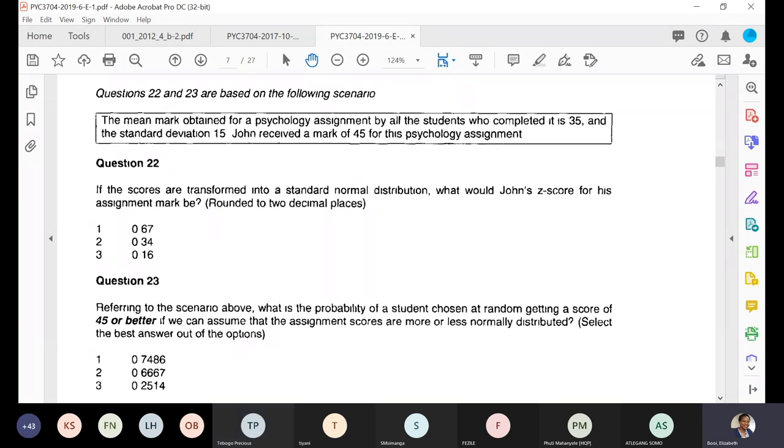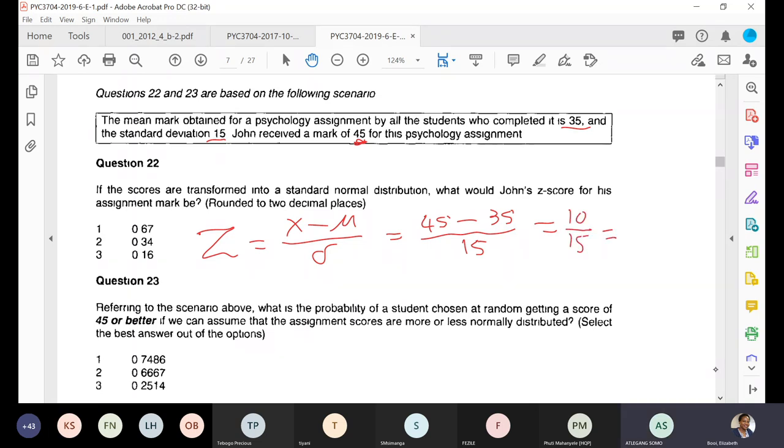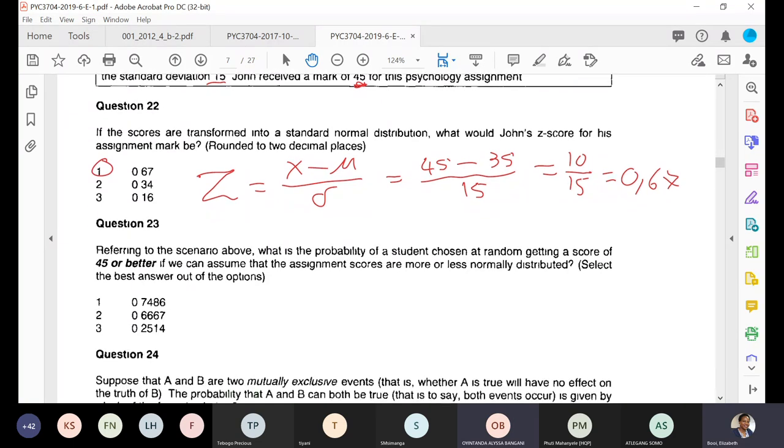Okay, so if the scores are transformed into a standard normal distribution, what would John's z-score for his mark be? So we need to calculate z, which is x minus the mean divided by the standard deviation. Our x is always given, because we want to know where John is in relation to the mean. 35 over the standard deviation of 15. What is the answer? 10 over 15 equals 0.67. So option 1 is correct. That will be option 1.